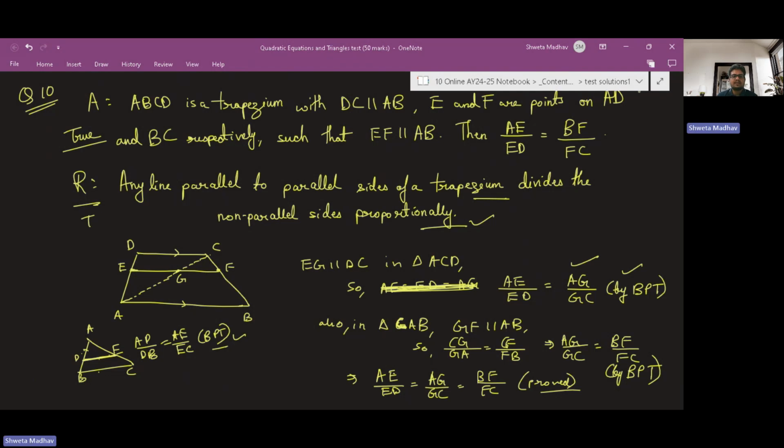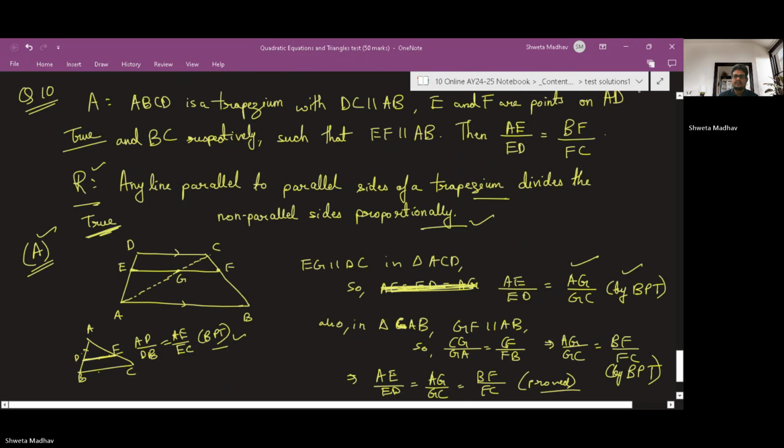So hence the assertion is true and the reason is also true, and the reason is the correct explanation of the assertion also. So option A is the correct answer.